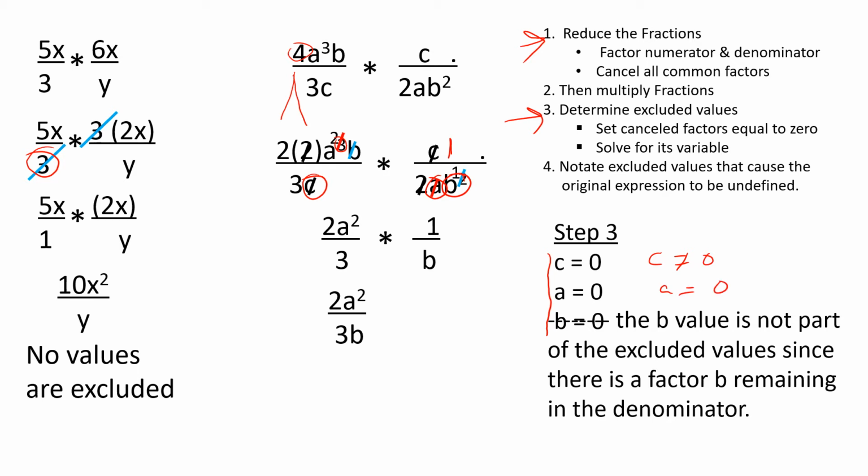But in the B, we don't need to do the B because the B value is not part of an excluded value since there is a factor B remaining. Notice that we still have a B in the denominator. So since there's a B that remains in the denominator, this is not a value that we have to be concerned with excluding. So in your final answer then, you would write where A cannot equal 0 and C cannot equal 0.